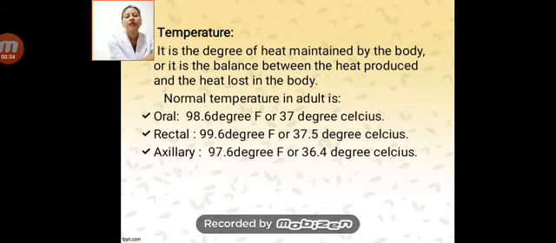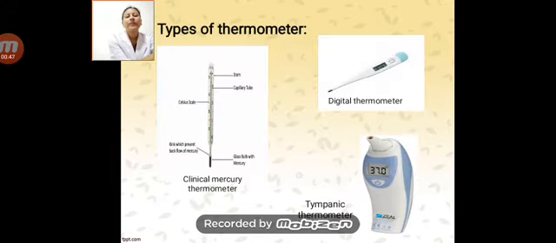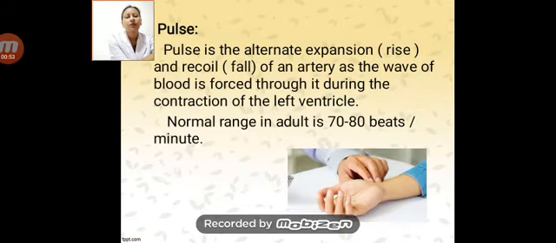So the first vital sign is the temperature, which is the degree of heat maintained by the body, or the balance between the heat produced and the heat lost in the body. The normal temperature in adults is as shown. The types of thermometer we have are the clinical mercury thermometer, the digital and the tympanic thermometer.